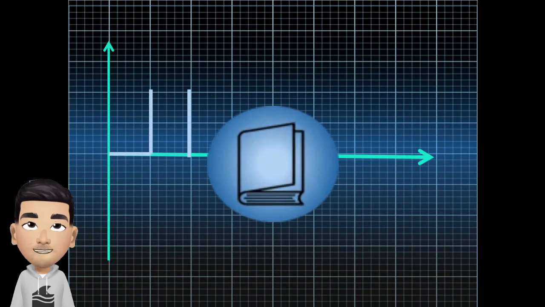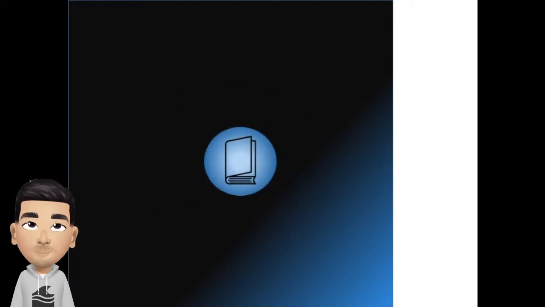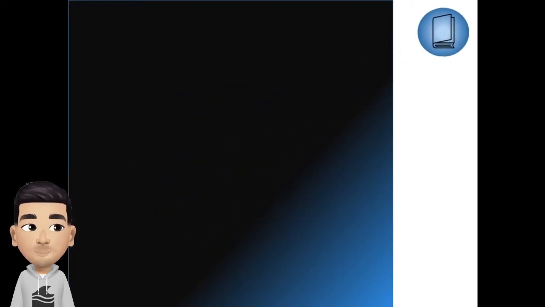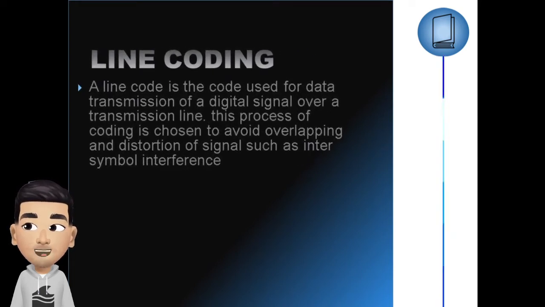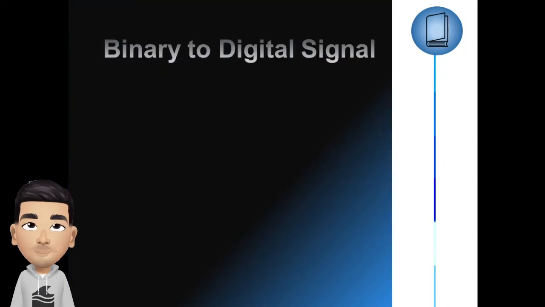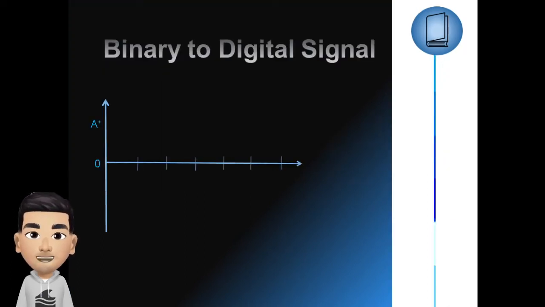So in the first step, we need to learn what line coding is. A line code is a code used for data transmission of a digital signal over a transmission line. This process of coding is chosen to avoid overlapping and distortion of the signal, such as intersymbol interference. To put it simply, line coding is the conversion of binary data into a digital signal.